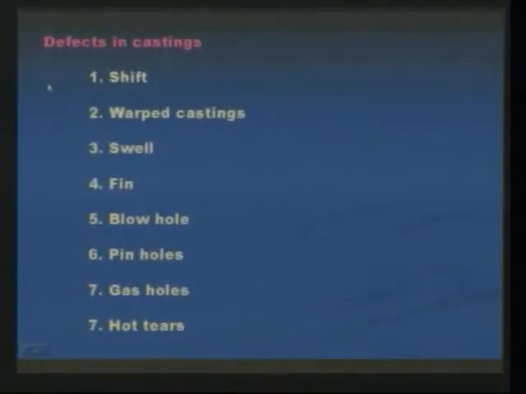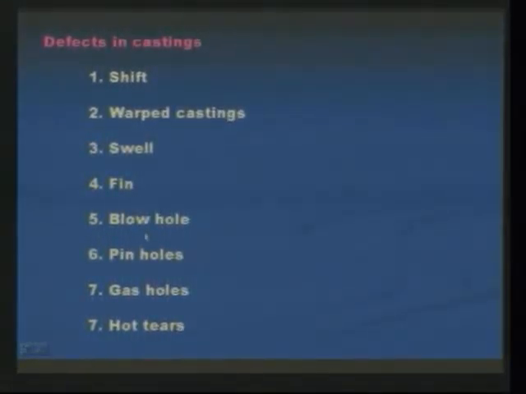During the manufacturing of cast products by using the corresponding molds and patterns, some defects will be observed. The first one is shift. The shift mainly appears whenever the cope and drag are distorted. The second one is warped castings. The third one is swell. The swell is mainly possible due to not doing perfect ramming.